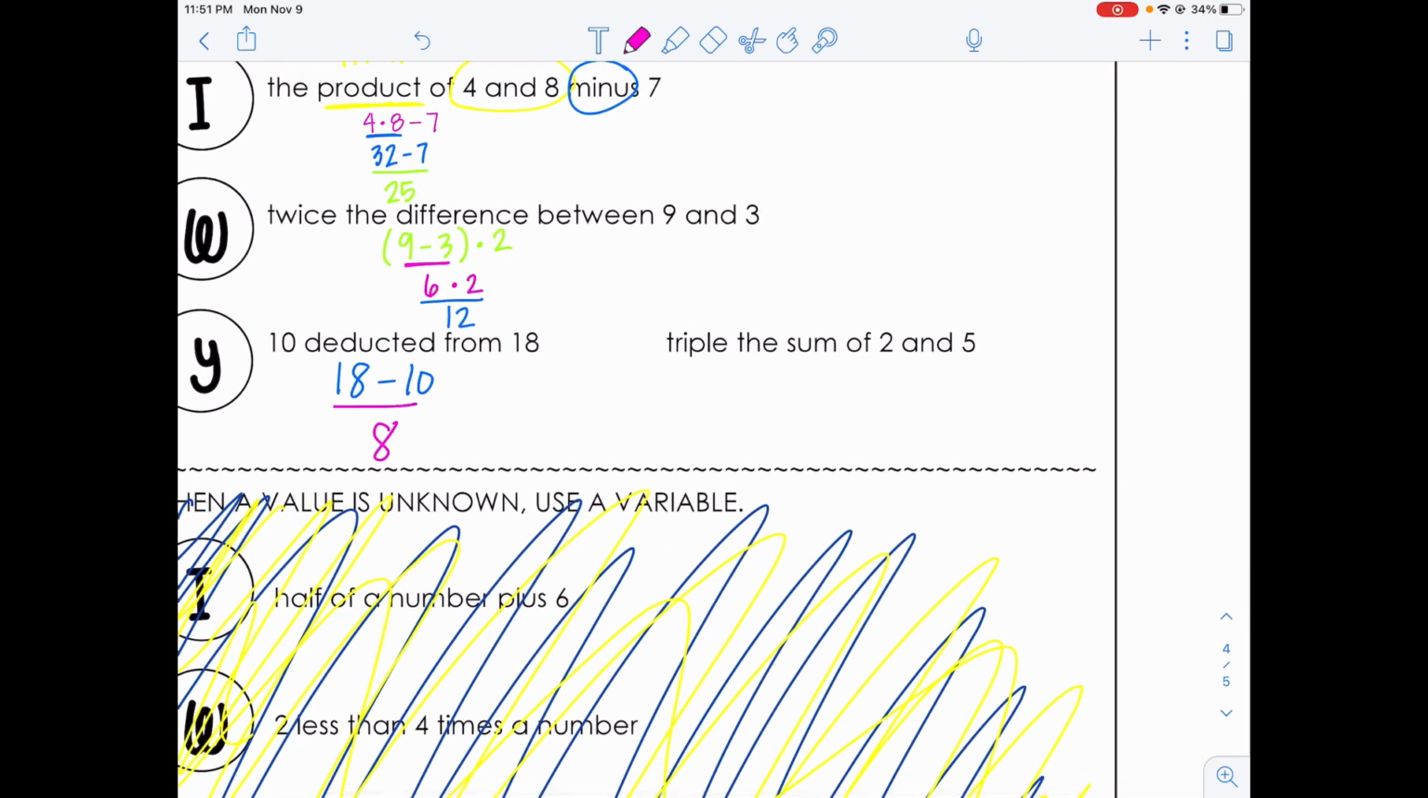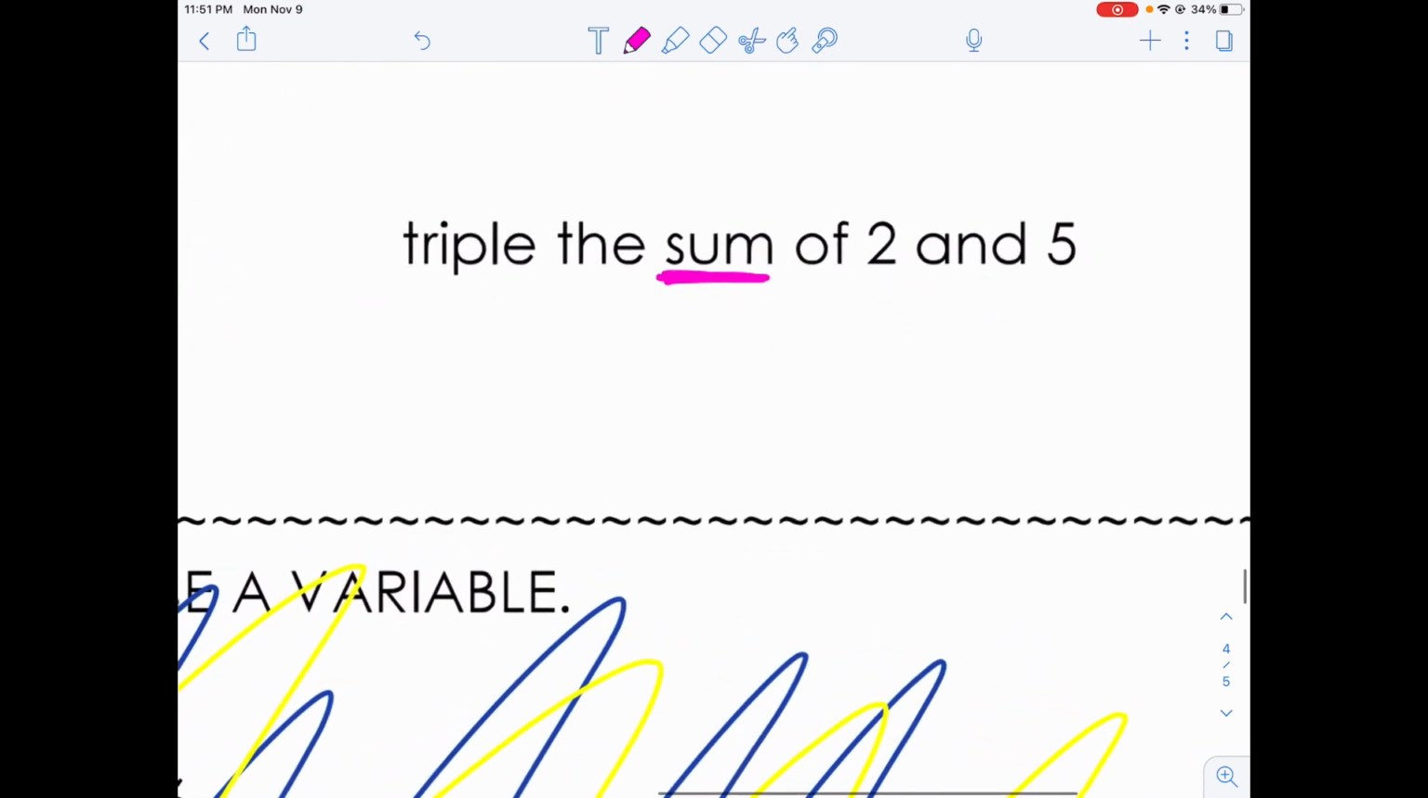Finally, triple the sum of 2 and 5. This is very similar to the W before. Because it says triple the sum, I have to make sure I do that sum first. And to make sure I do the sum first, it has to be inside of a parentheses. So for this one, the sum, it means addition. So inside of a parentheses, I'm going to have the sum of 2 and 5. So I write 2 plus 5.